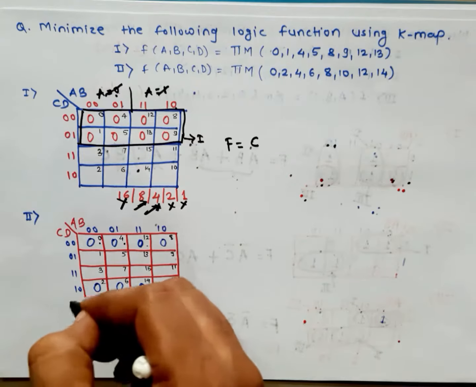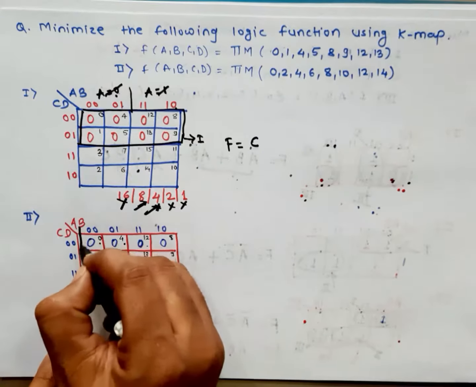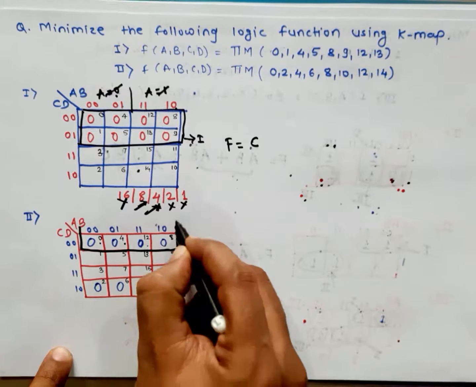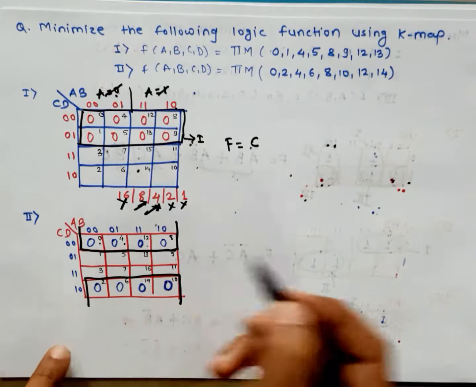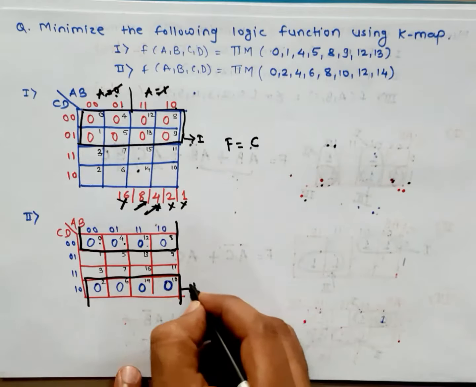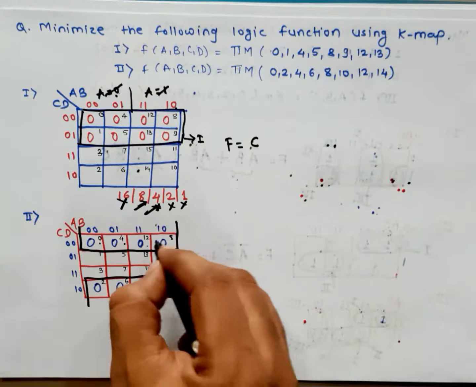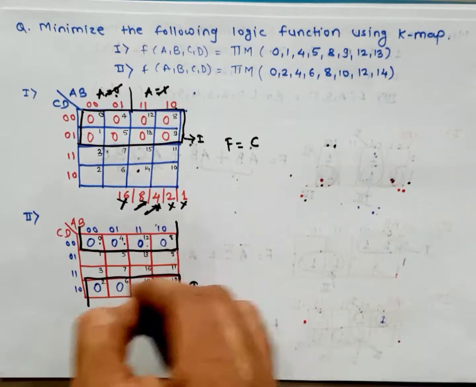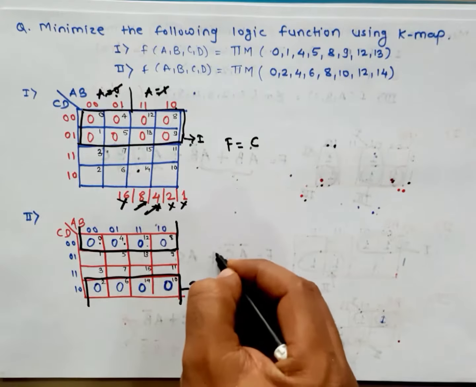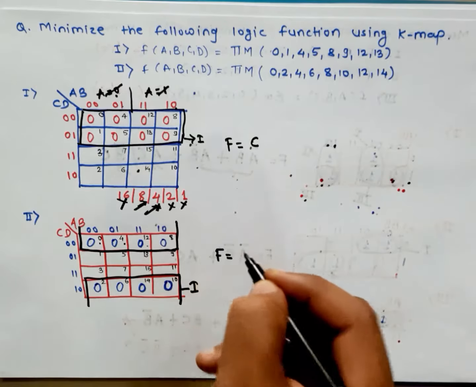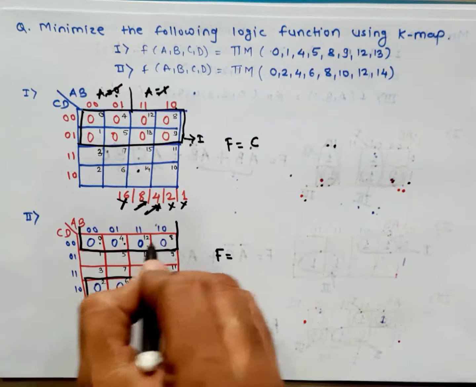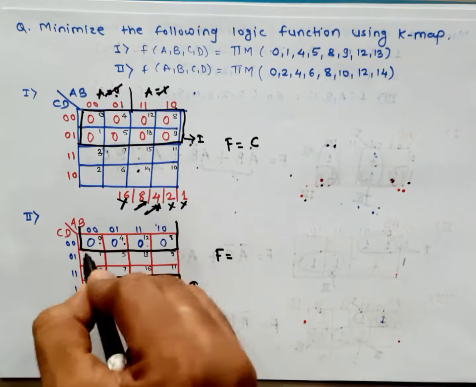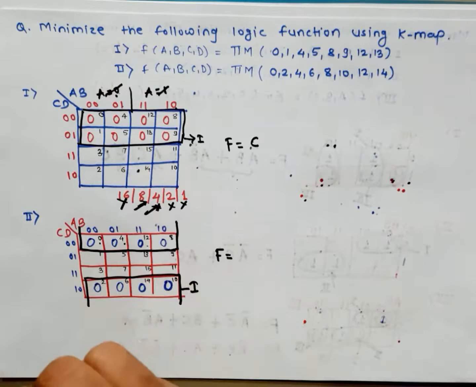So what can we make? We can make a group of these adjacent cells, because all these are adjacent to each other. So instead of a group of 4 cells, here we can make a group of 8 cells. Here you can observe the cells. If they are adjacent cells, you can easily make a group of adjacent cells.